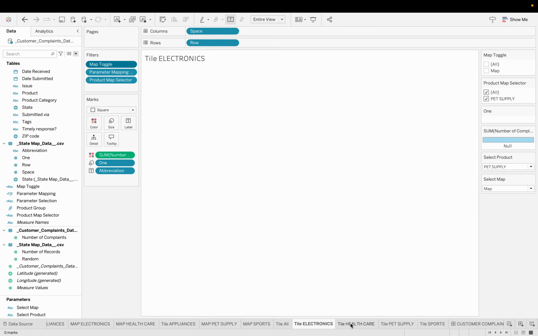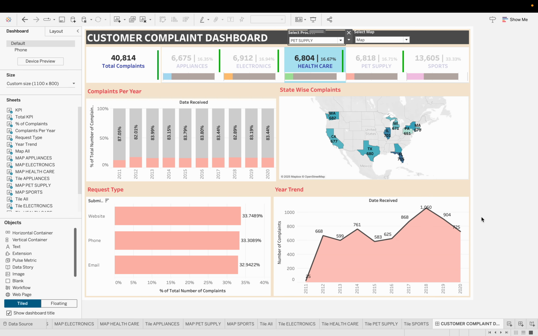So that was, again, we created the same thing for all of our tiles and maps. We had individual sheets for that, and it was all for this. It kind of all boils down to this ultimate dashboard. As you can see, it says customer complaint dashboard. You have select product, so you can select product and see how it changes, and you can change it from map to tile.